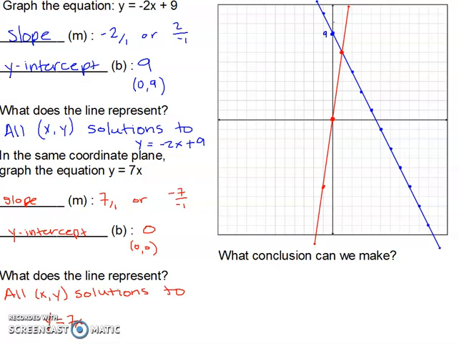So my blue line represents all possible solutions to my first equation, which is y equals negative 2x plus 9. My red line represents all possible solutions to my second equation, which is y equals 7x. So that means something very special about the point where the two lines cross. That point where the two lines cross, then, is the point where both equations are true. So this must be a solution to both equations.